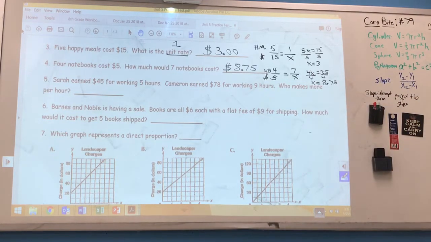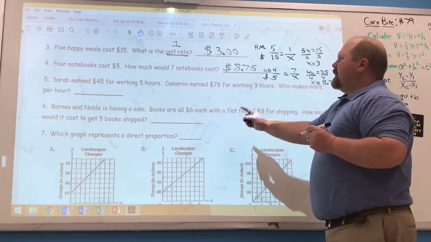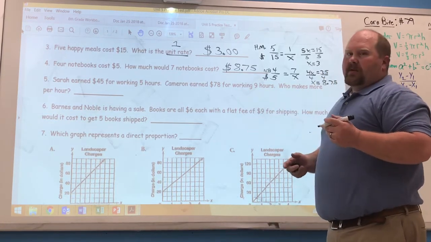All right. Number 5 is going to be another unit rate problem. Sarah earned $45 for working 5 hours, and Cameron earned $78 for working 9 hours. Who makes more per hour?